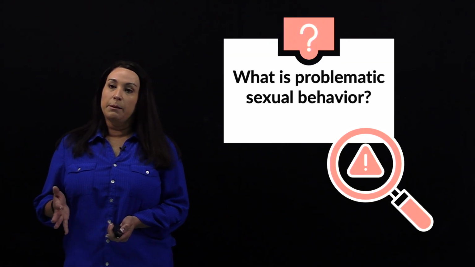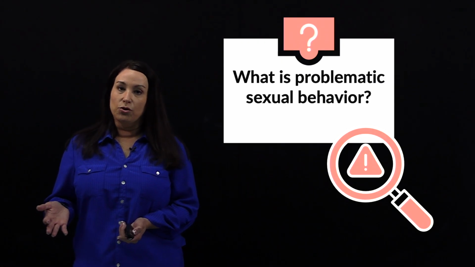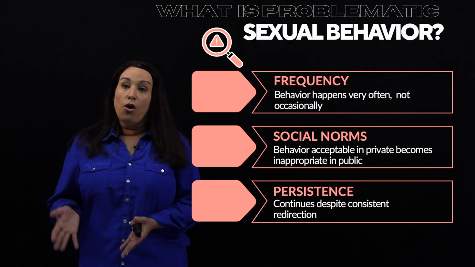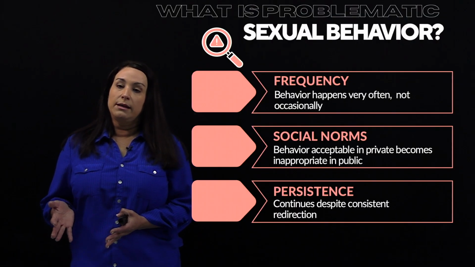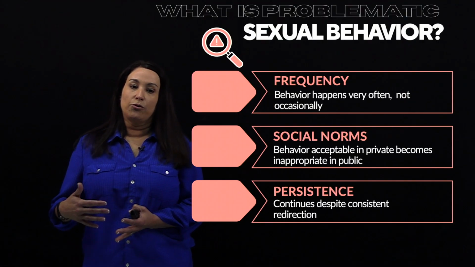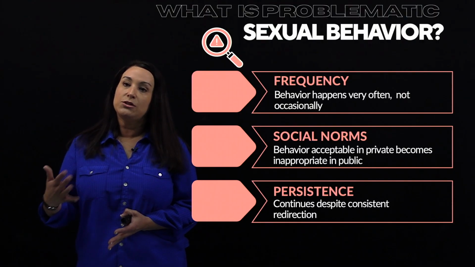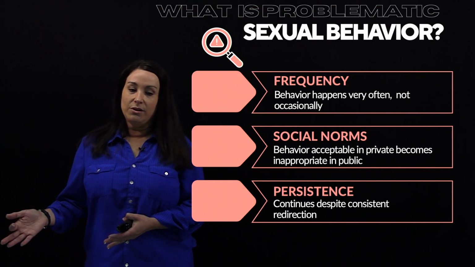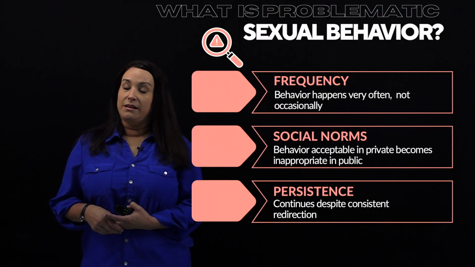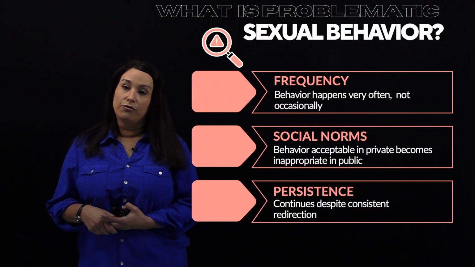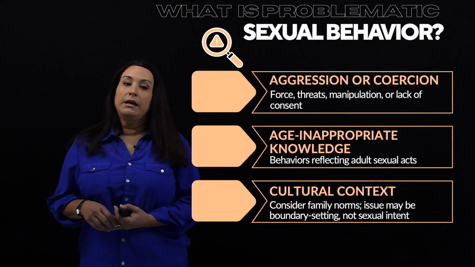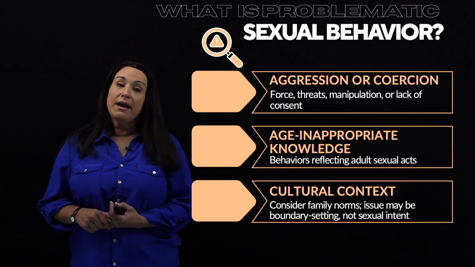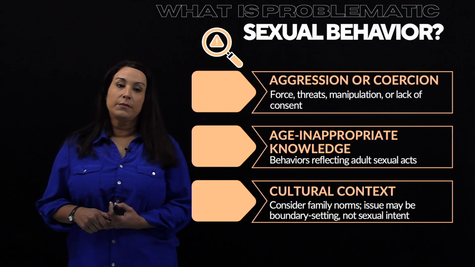So I'm going to start by talking about what problematic sexual behavior looks like. So this is going to be behavior that happens very often, not occasionally, and certainly, this has to be coupled with other things such as social norms. So they're engaging in behaviors publicly that generally socially would be only accepted privately, and persistence, that they continue despite consistent redirection from adults. Any aggression or coercion, so force, threats, manipulation, or a lack of consent, which we'll talk about as we move forward.